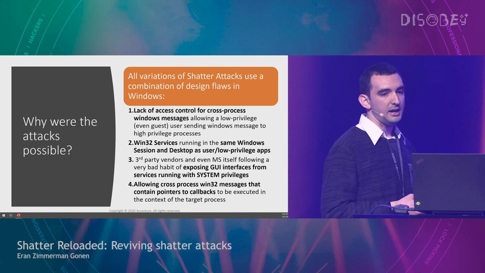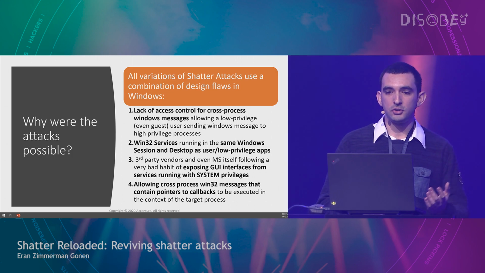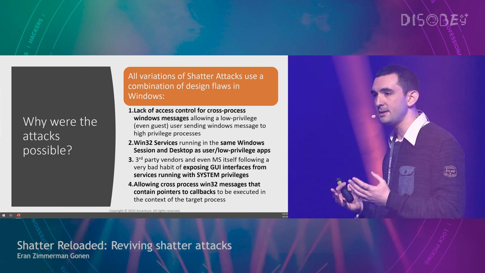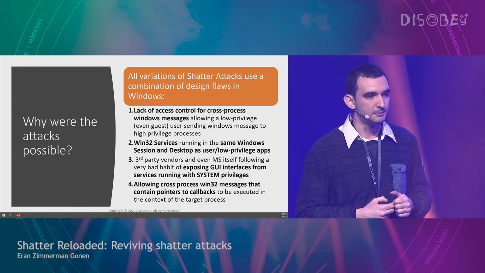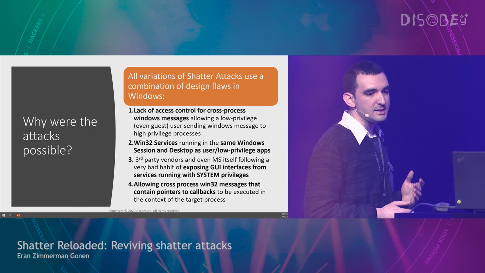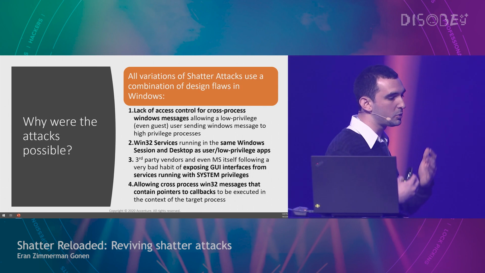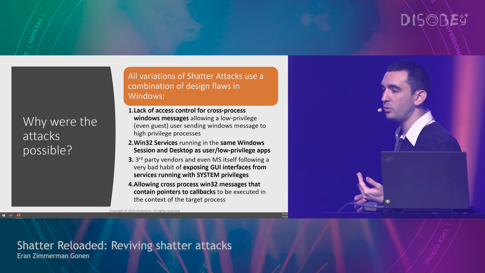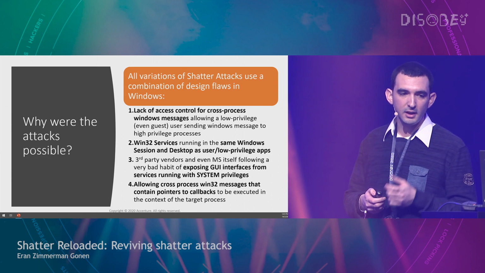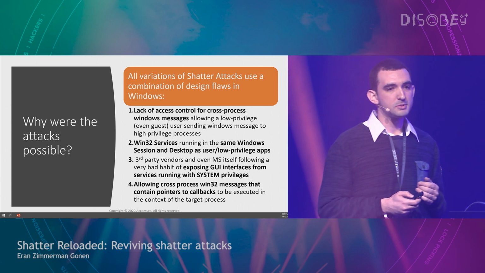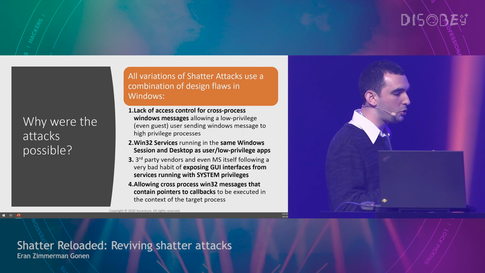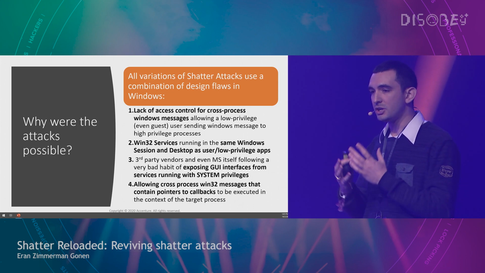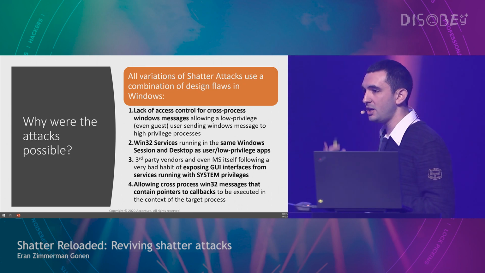The second thing is that there were services running inside the user's desktop. So the same desktop has both user processes and services running as system. The third thing is that some services running as system expose a GUI to the user. And that's bad, because if they expose a GUI, that means they can be interacted with by normal users. And fourth, remote Windows messages could contain pointers to a shellcode that will then be executed by the target process. So the combination of all these together allows us to achieve this Shatter attack.